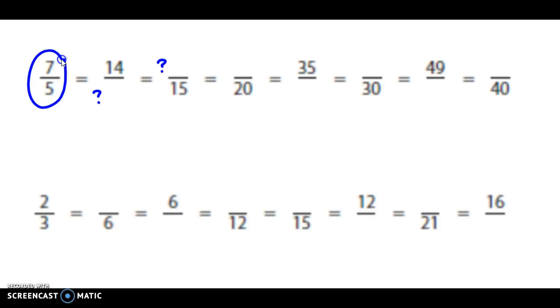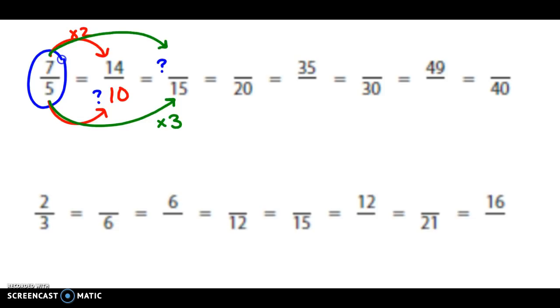So you notice here, this got multiplied by 2. Well then, this is going to have to get multiplied by 2, and I would get 10. Okay? And the next one, if I keep going, now the 5 got multiplied by 3. So the 7 is going to get multiplied by 3, and I'd get 21. You could also check all of these, because if I go back, 14 over 10 would simplify to 7/5, and 21 over 15 would simplify to 7/5. So they're all going to simplify back to the same thing that I started with.